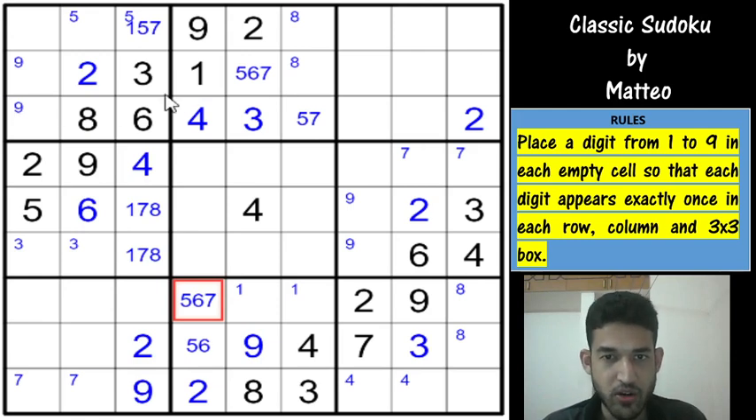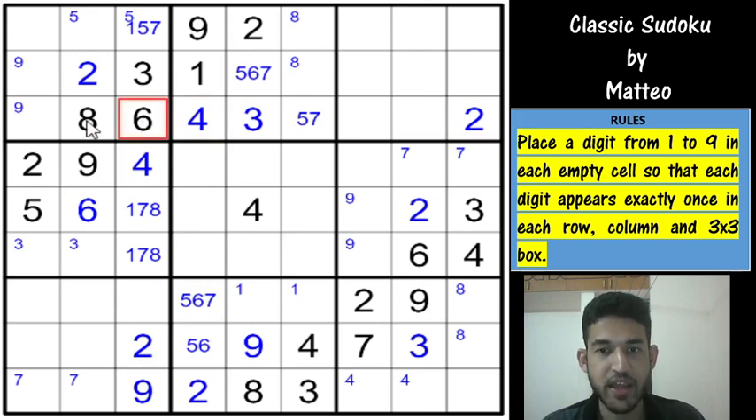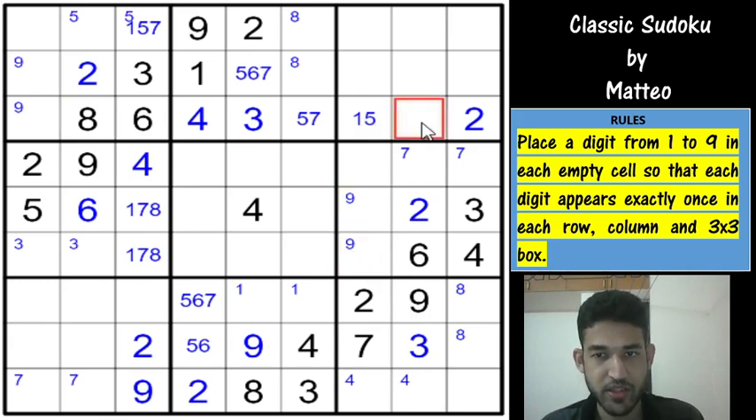So we'll look at row 3: 2, 3, 4, 6 and 8. So the remaining digits must be 1, 5, 7, 9. So you have a 7 and 9 here. So this would be 1 and 5. And this would be 1, 5, 7.